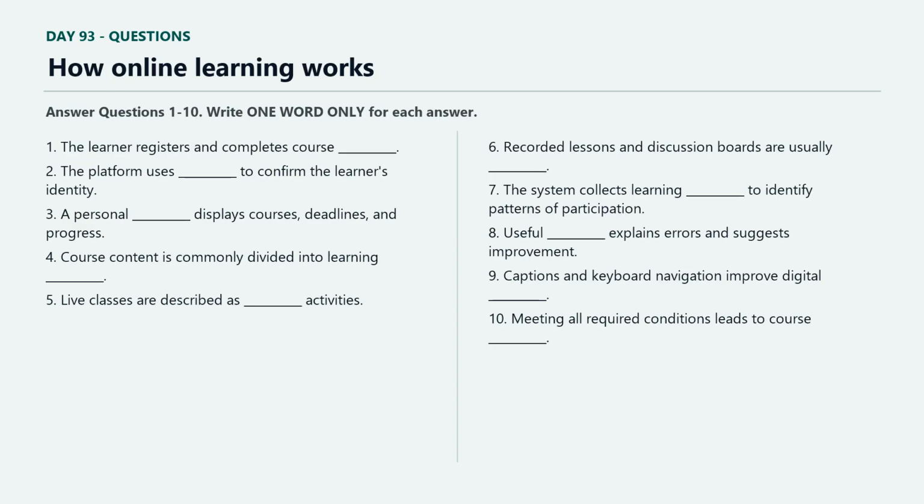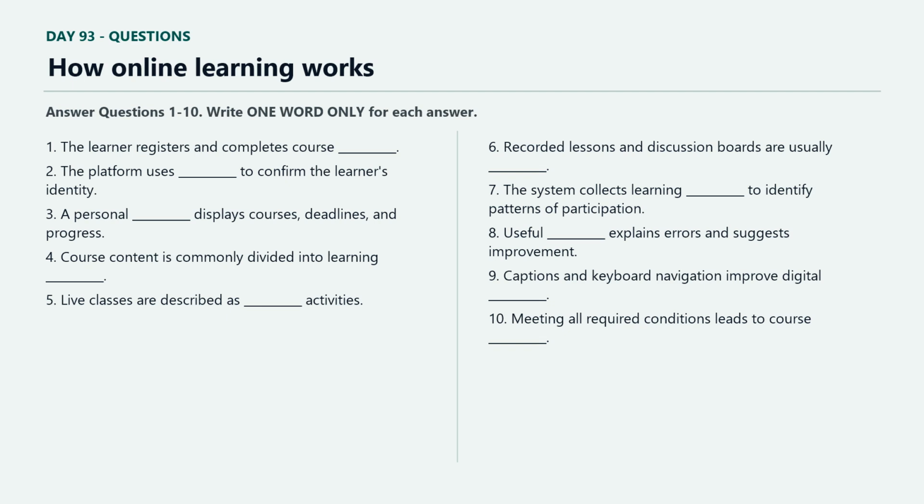Today's lecture explains how an online learning system supports a learner from initial access to the final course outcome. Online education is not simply a collection of videos placed on a website. It combines user accounts, organized content, communication tools, assessment, support services, data systems, and academic rules. Institutions choose different technologies, but the underlying functions are often similar. We will follow one learner through the system and examine what happens at each stage.